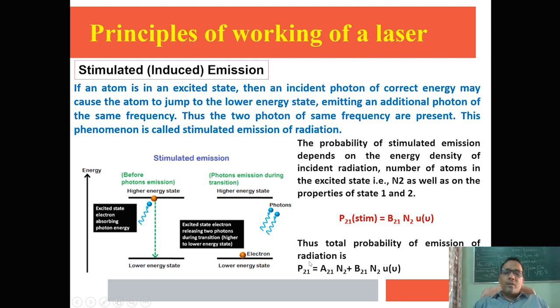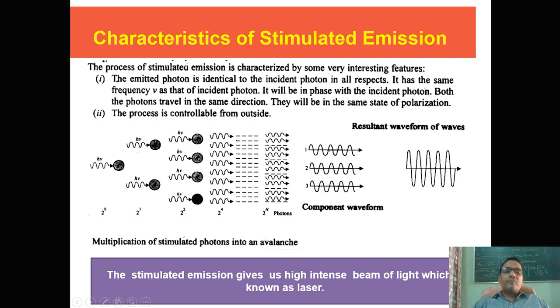So the total rate of the emission transition, which is P21, where 21 stands for the direction of transition, has two parts. One is through spontaneous transition, and the second is through stimulated transition.